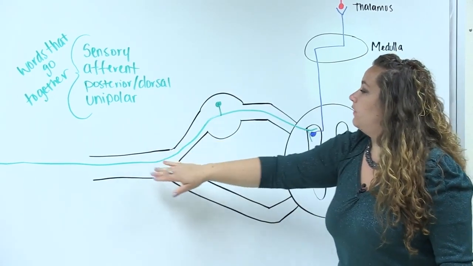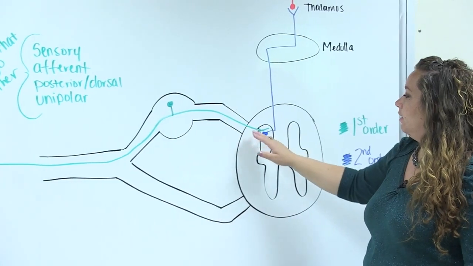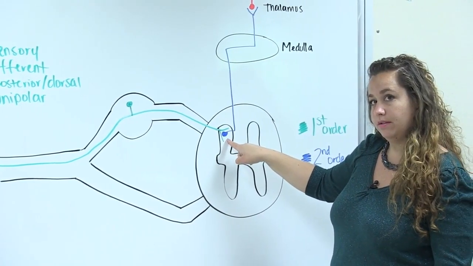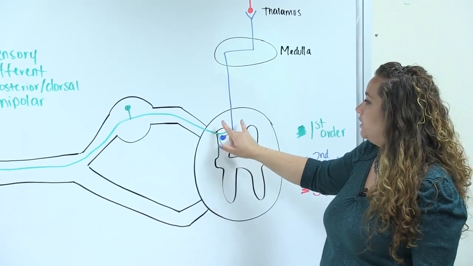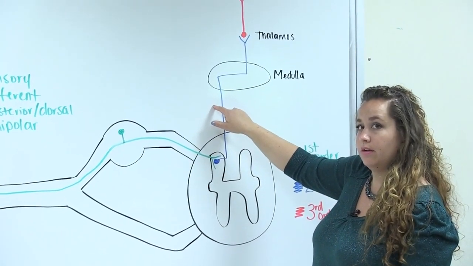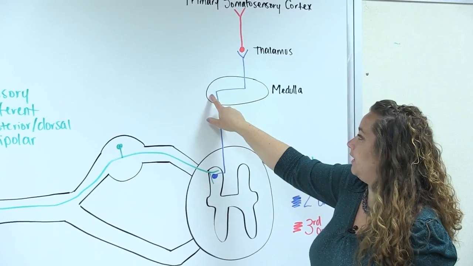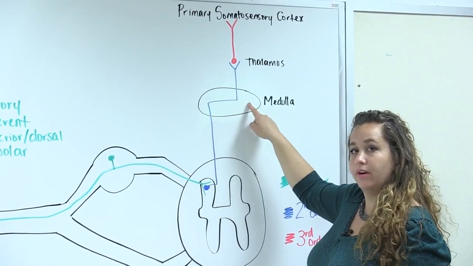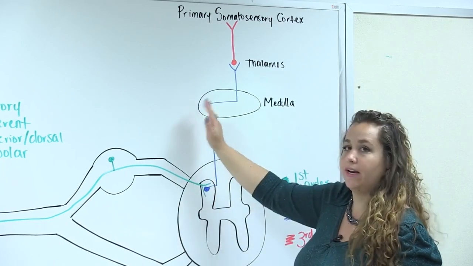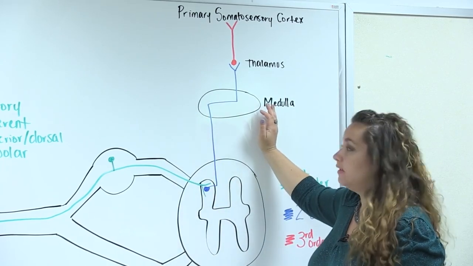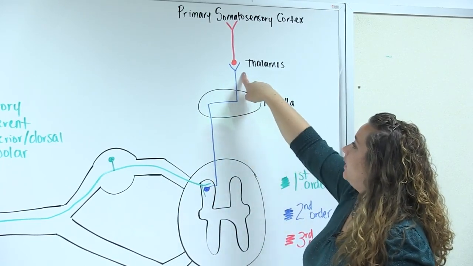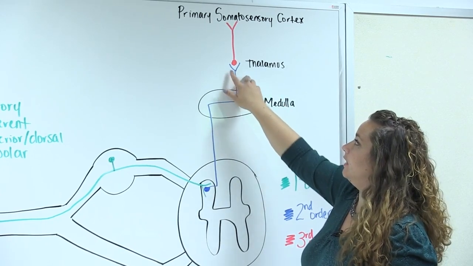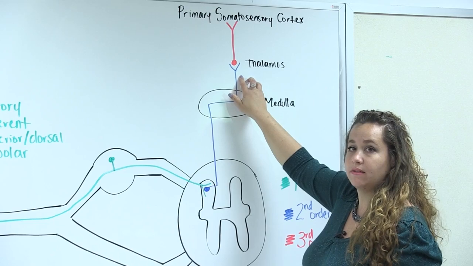Okay? This first neuron here will synapse in the posterior gray horn with another neuron that will carry the information up the spinal cord. Once it gets to the medulla, it's going to decussate, which is cross over. So if it was carried up the right side, it crosses over to the left. Okay? And continues on to end in the thalamus. So you see this little V here, that's the axon terminals, that's where it ends.